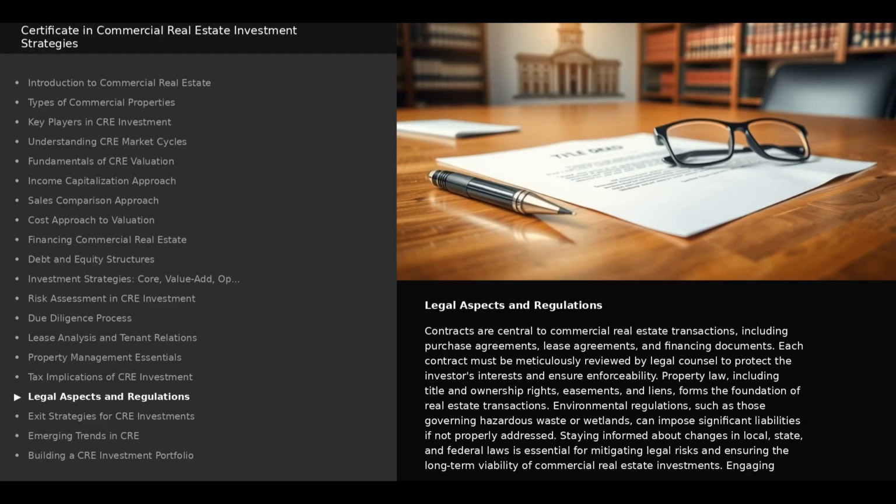Environmental regulations, such as those governing hazardous waste or wetlands, can impose significant liabilities if not properly addressed. Staying informed about changes in local, state, and federal laws is essential for mitigating legal risks and ensuring the long-term viability of commercial real estate investments. Engaging experienced legal professionals is indispensable for navigating these intricate legal landscapes effectively.